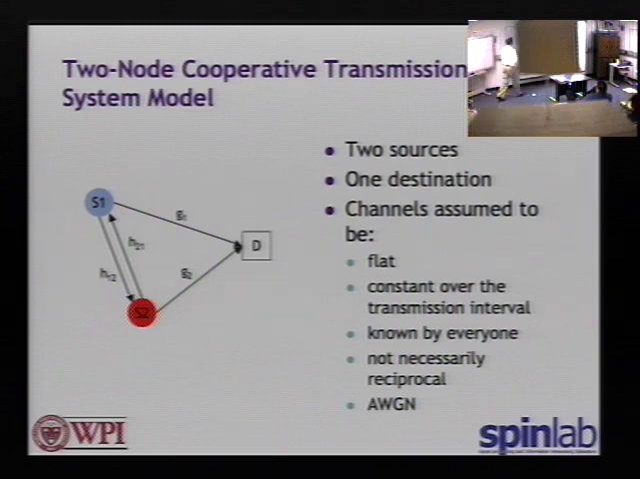I'm going to make some assumptions so we can get some results. The channels are assumed to be flat, constant over the cooperation transmission interval, known by everyone, although I'll be relaxing that assumption later on, and not necessarily reciprocal. This is an important point. Often in the cooperation literature, channels are assumed to be reciprocal, but if you're on different frequencies, you may not be able to make that assumption. So I'm not assuming necessarily that I've got reciprocal channels between the two sources and their destination.